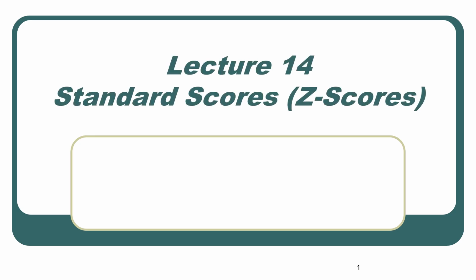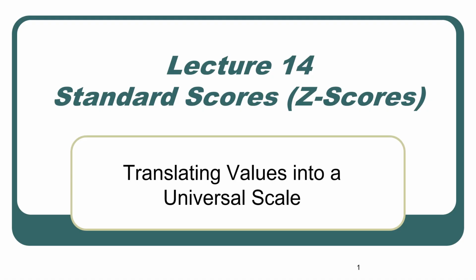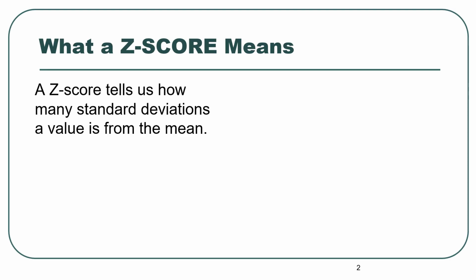Welcome to Lecture 14, Standard Scores, or what is known as Z-scores. Today we translate raw values into a universal scale, a scale that tells us how far a value sits from the mean in standard deviation units. A Z-score answers one question: how many standard deviations away from the mean is this value?